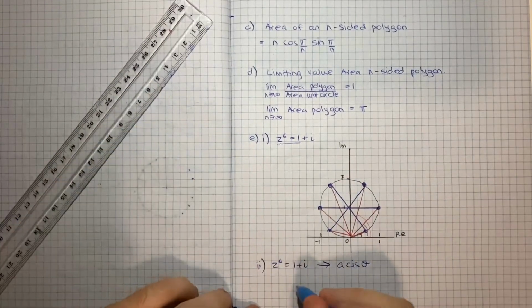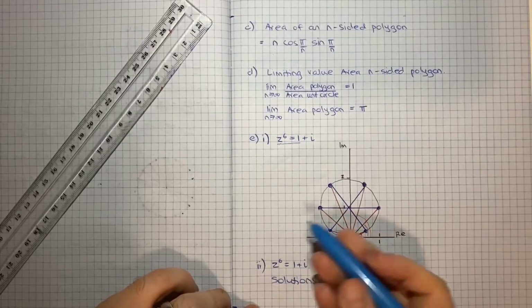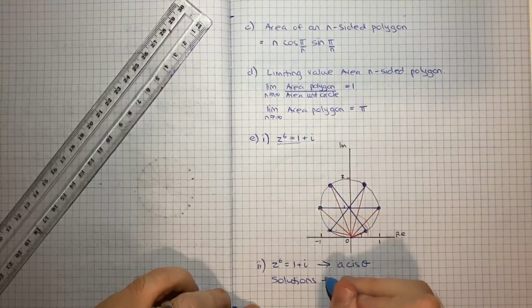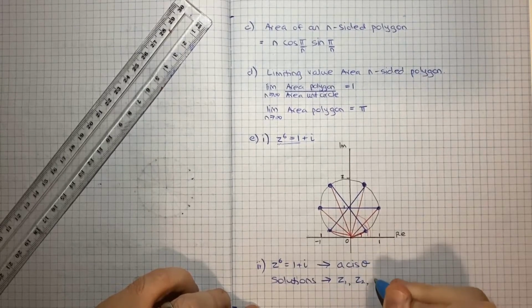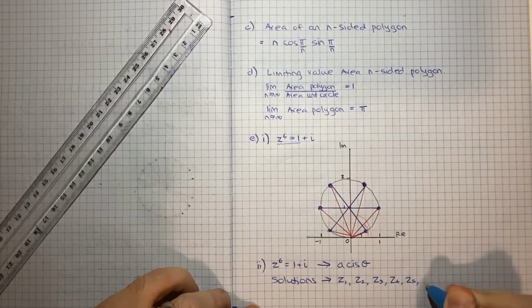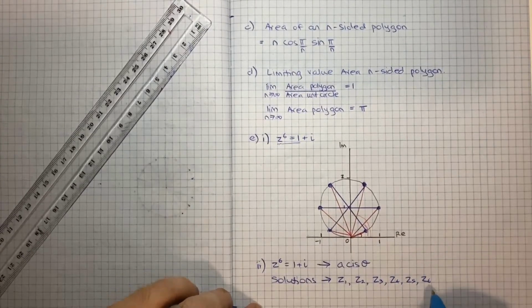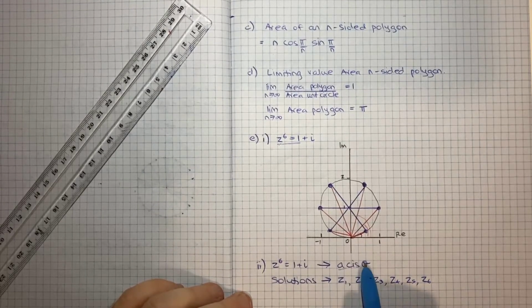I'm just going to define the solutions. There'll be 6, obviously, always 6, always like the power of n. And I'm just going to call them Z1, Z2, Z3, Z4, Z5, and Z6. So our challenge now is to write all of these solutions in this format. What's the magnitude and what's the argument?